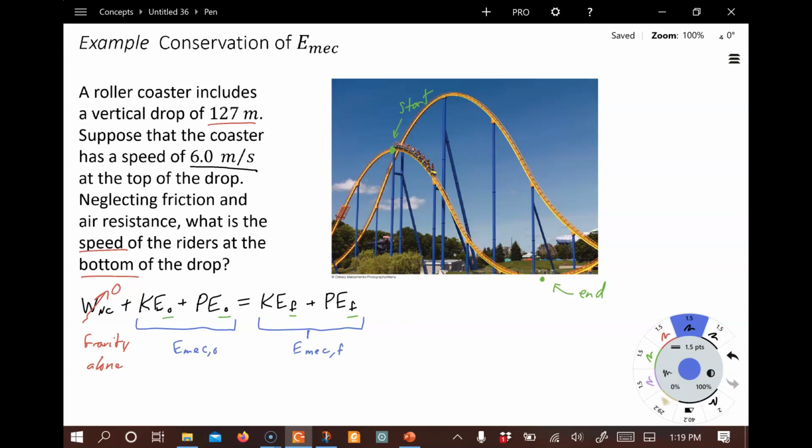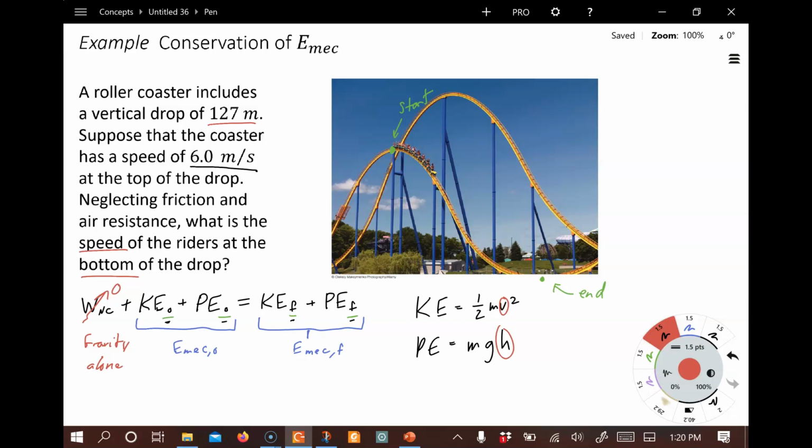Furthermore, we have formulas for the kinetic energy and for the potential energy. 1/2 mv squared for kinetic, and potential is mass times gravity times h, the height. And so we want to determine at each of these start and end points what is the value of h and what is the value of v. These are the important things to know. So let's go ahead and see if we can figure it out.